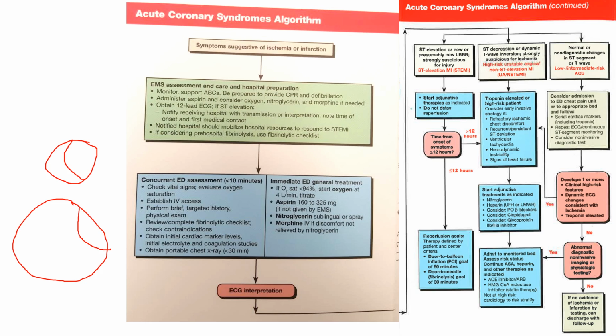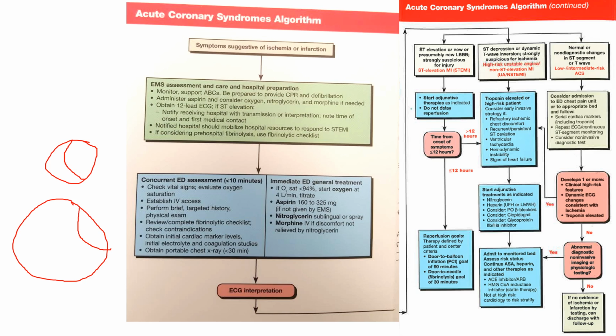Obtain initial electrolyte and coagulation studies. Obtain portable chest x-ray less than 30 minutes. Intermediate ED general treatment. If O2 sat less than 94%, start oxygen at 4 liters per minute. Titrate aspirin 160 to 325 if not given by EMS. Nitroglycerin, sublingual or spray, morphine. So there's all these crazy things you can do.